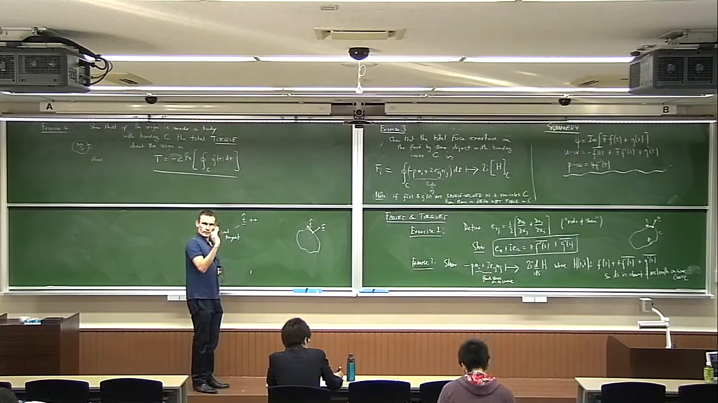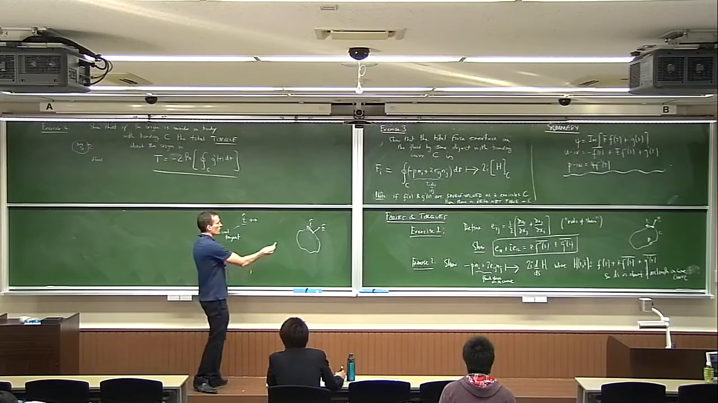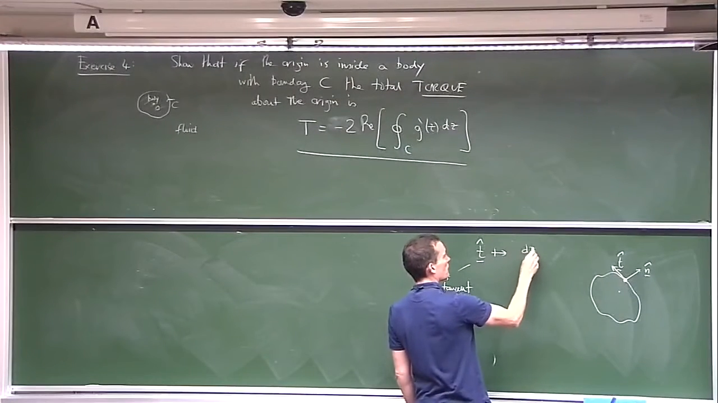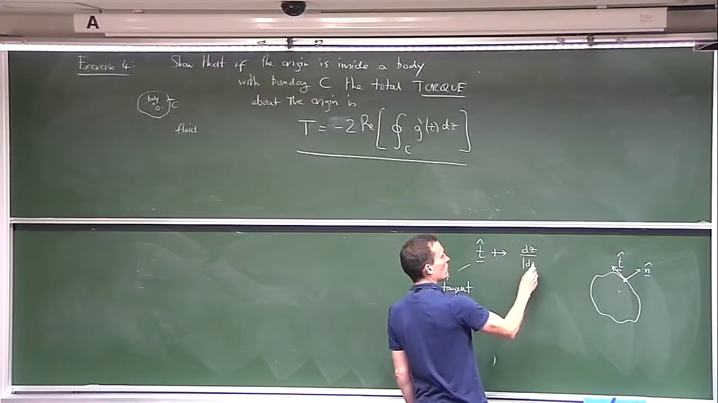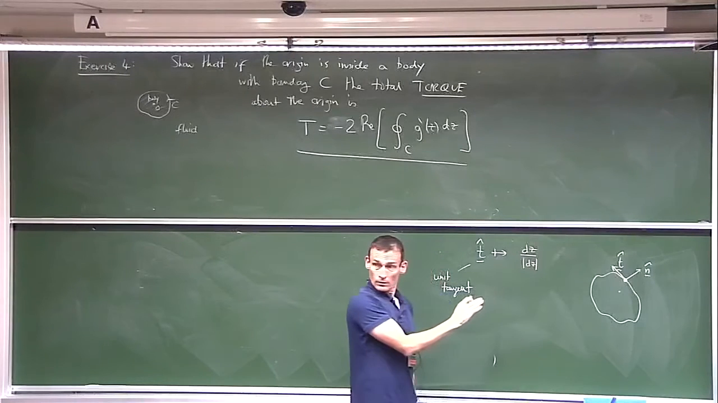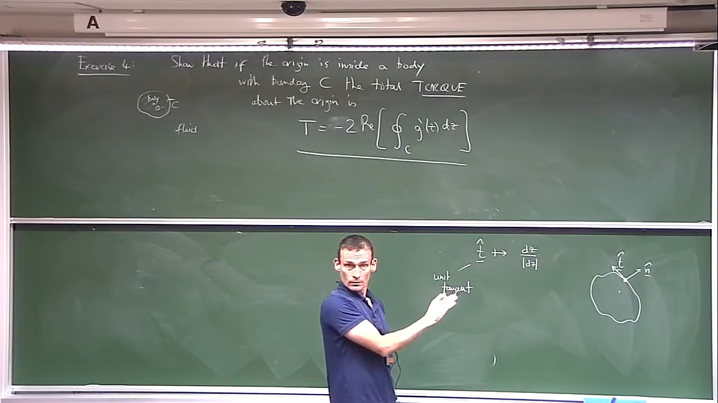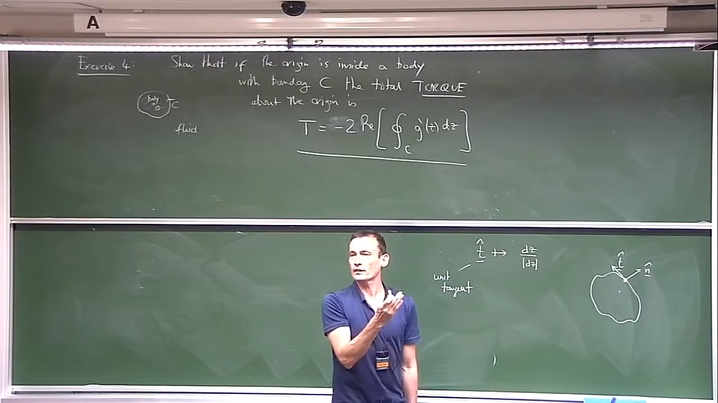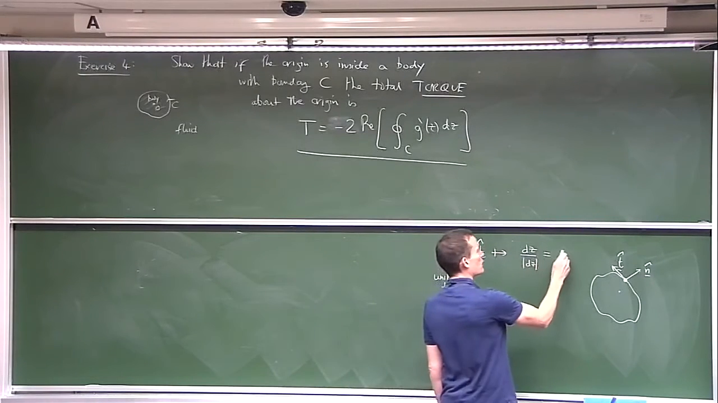The tangent on the curve is like dx, dy, the components of the local tangent to the curve. So this is going to be dz over mod dz, because it's the unit tangent. And we're calling the modulus of dz ds. That's the little arc length element. So this is dz by ds.